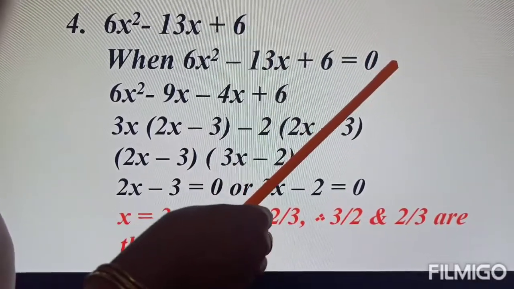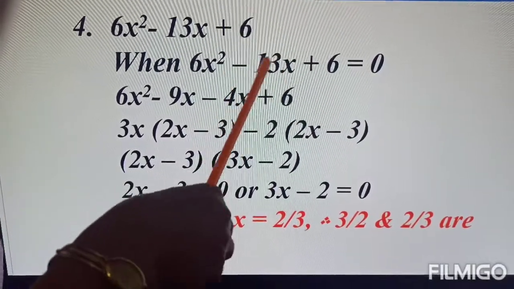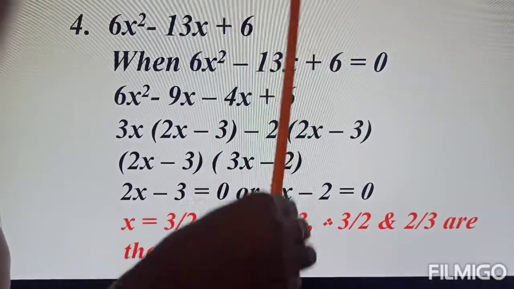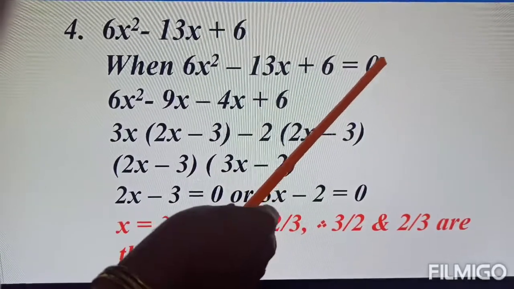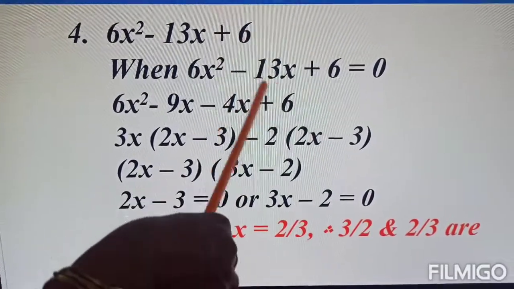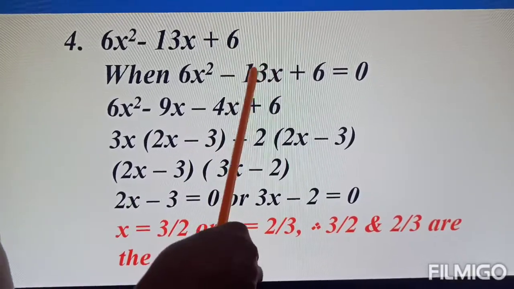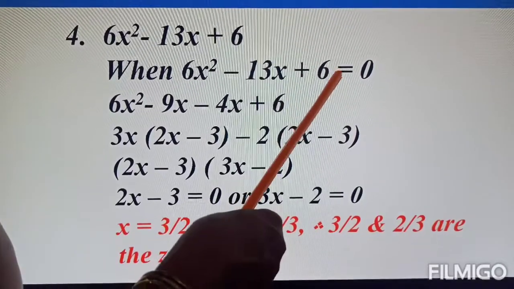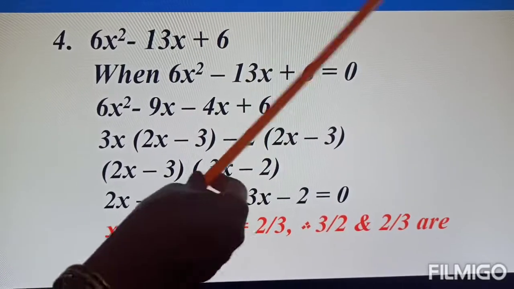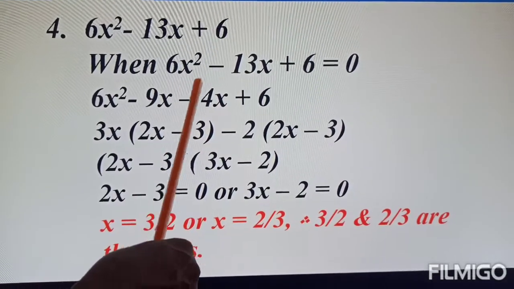What are the factors of 36? Many factors are there for 36. But here to get minus 13, we have to take the factors 9 into 4. 9 fours are 36. 9 plus 4, 13. For addition, we will get 13x middle term, because here plus is there, no? By adding, we have to get the middle term. By multiplying, we have to get the same thing. What is the product of these two? 36. That we have to get. 9 fours are 36. 9 plus 4, 13.